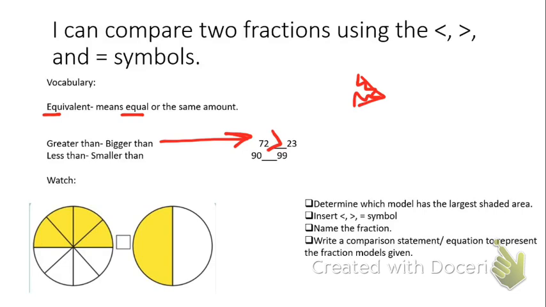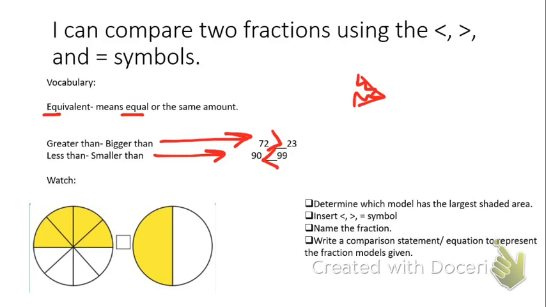Now let's look at this next one. I have less than or smaller than. Which number is the smallest? 90, right? And remember, my alligator, he's hungry. He doesn't want a small little snack. He wants a big meal. So he's not going to eat 90. He's actually going to eat 99. But how I would read this is 90 is less than 99, okay? So less than just means smaller, and greater than means bigger, okay? And equivalent, equal, or same.